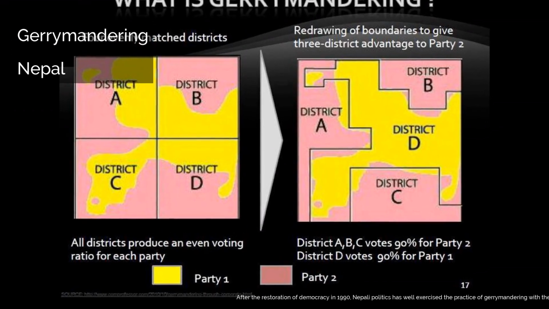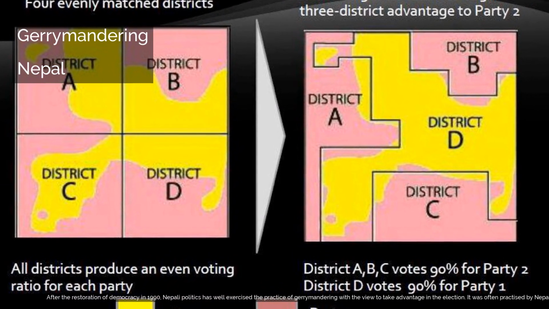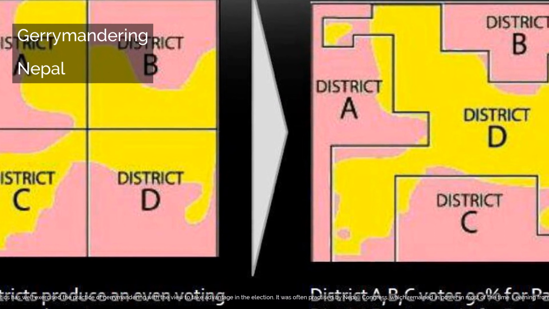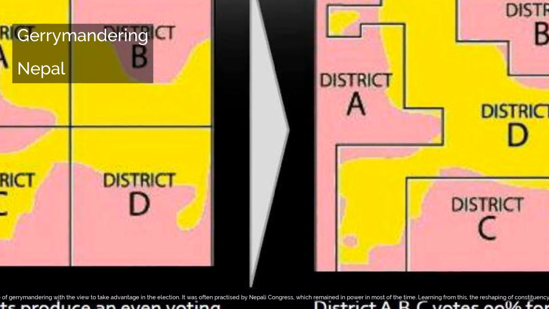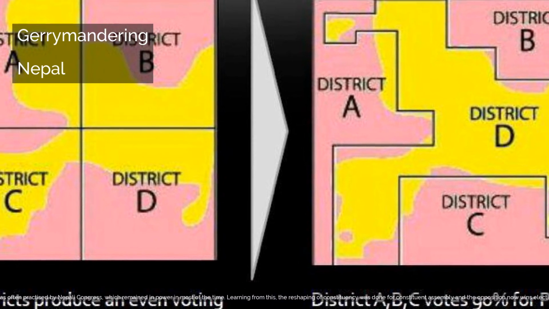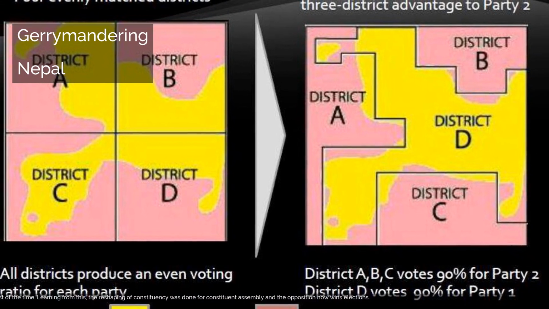After the restoration of democracy in 1990, Nepali politics has well exercised the practice of gerrymandering with the view to take advantage in the election. It was often practiced by Nepali Congress, which remained in power most of the time. Learning from this, the reshaping of constituencies was done for the Constituent Assembly and the opposition now wins elections.